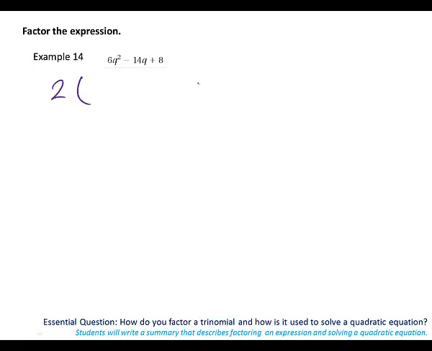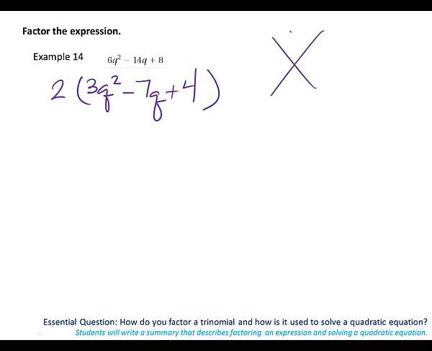2. Okay. How many times does 2 divide 6q squared? Okay, how many times into negative 14q? 7. Good, and how many times into 8? 4. Trinomial. What am I going to try next? Magic x. Okay, good. So what's going to go in the top of the magic x, everybody? Good, and then the bottom? Negative 7. 2 numbers that multiply to 12 and add to negative 7. Negative 3, negative 4. Do we agree? Everybody okay with negative 3, negative 4?